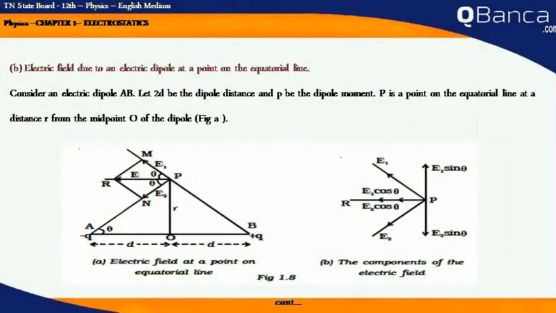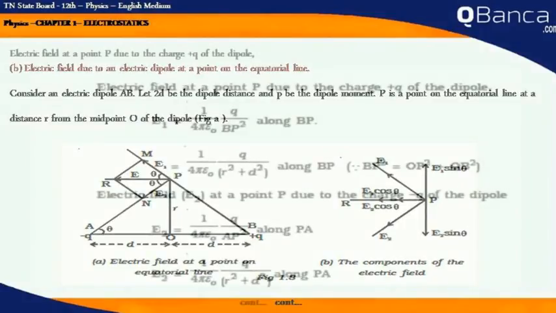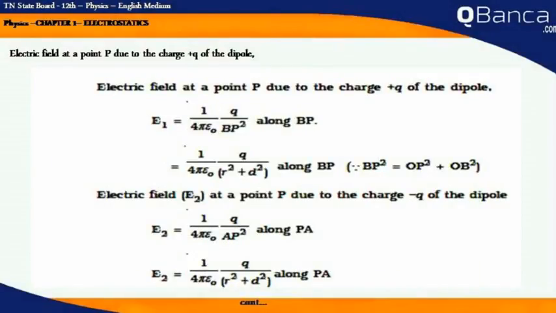Electric field due to an electric dipole at a point on the equatorial line. Consider an electric dipole AB. Let 2d be the dipole distance and p be the dipole moment. P is a point on the equatorial line at a distance r from the midpoint O of the dipole. Electric field at a point P due to the charge plus Q of the dipole.